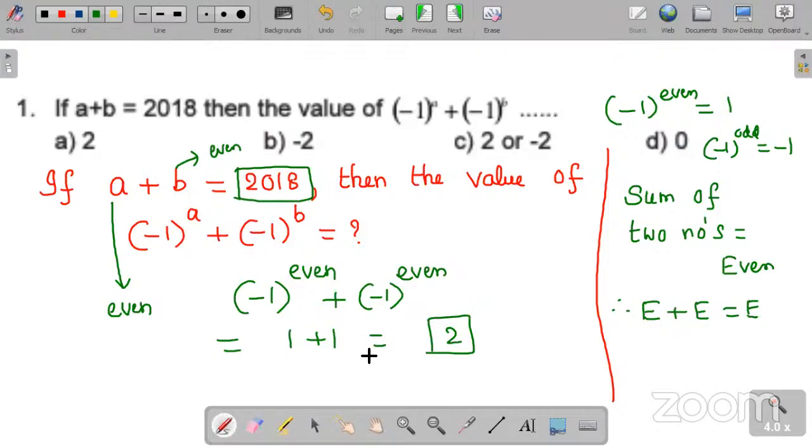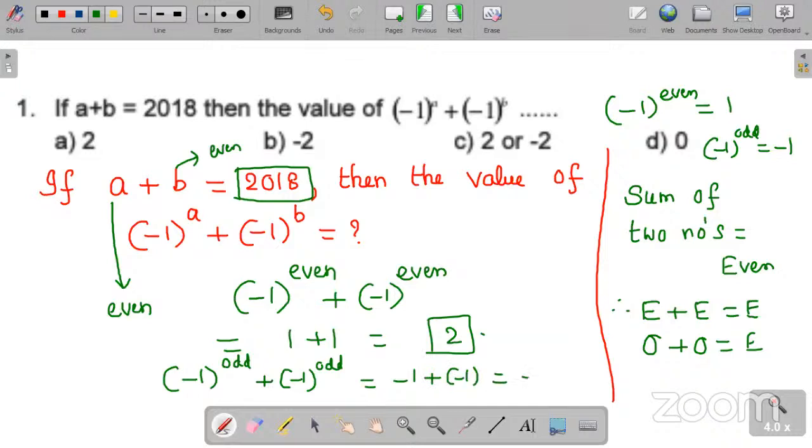Okay, Lasya, answer is 2. Right? So is it 2 or minus 2? Otherwise, one more chance is there. Odd plus odd is also even. So minus 1 to the power of odd plus minus 1 to the power of odd equals minus 1 plus minus 1, so minus 2. So that means C is the right option.